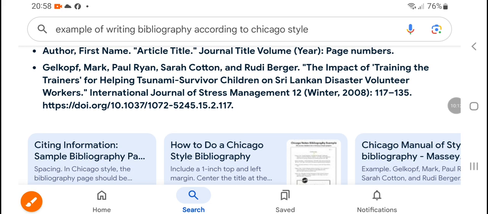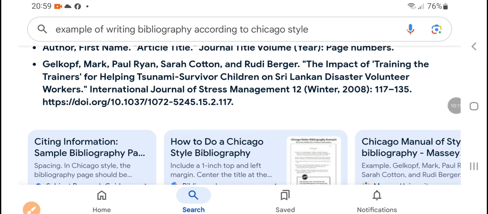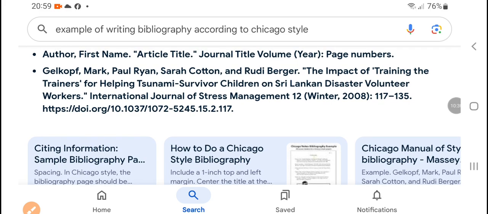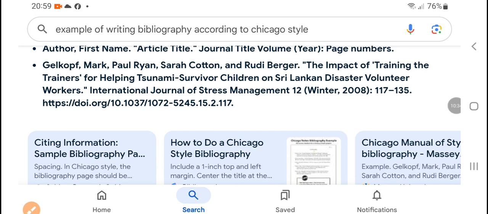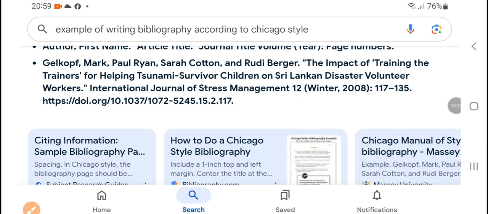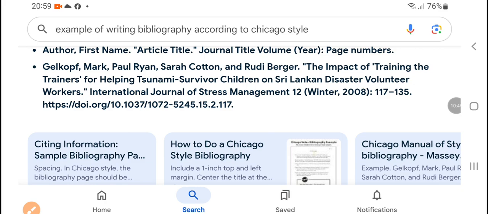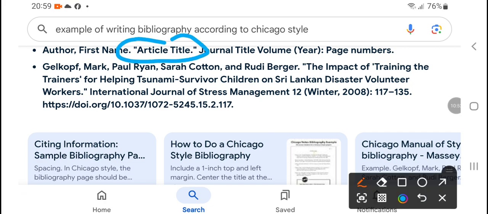So for example, Jelko is the author, first name Mark, then Paul Rayon, Sarah Cotton, and Rudy Berger, right? This is the names of the authors, and then the title, The Impact of Training the Trainers for Helping Tsunami Survivor Children on Sri Lankan Disaster Volunteer Workers. This way we write the article title in inverted commas, and then International Journal of Stress Management, that is the journal title, and then the page number.